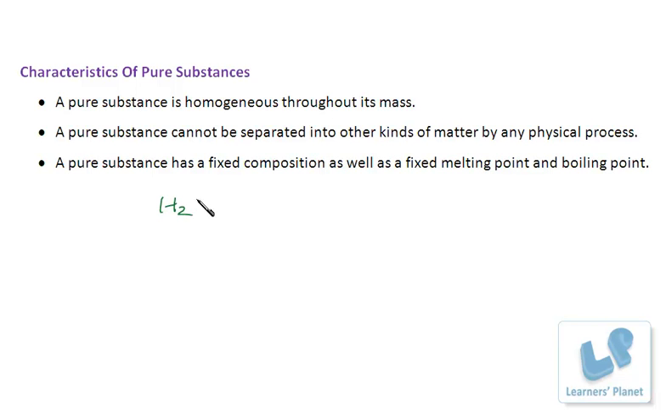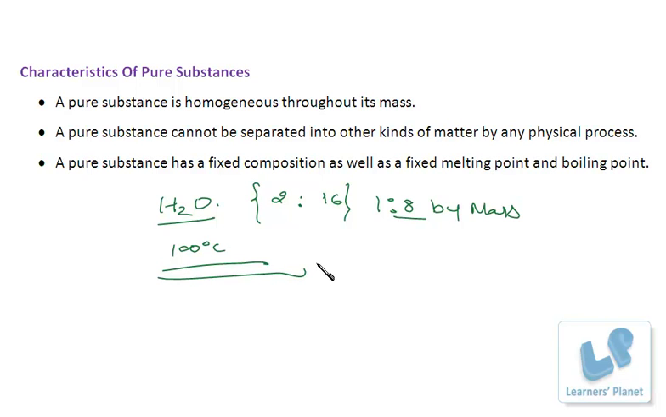Say if I am taking water, water is a pure substance. Its composition is hydrogen and oxygen, and hydrogen and oxygen are combining in the ratio what? 2:16, or it is 1:8 by mass. Water from any source you can take, from a lake, from a river, from a pond, from your tap. The composition of hydrogen and oxygen is the same, that is 1:8. It has a fixed melting and boiling point. What is the boiling point of water? It is 100 degrees Celsius. So they have fixed melting and boiling points.